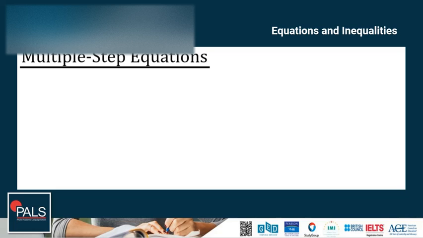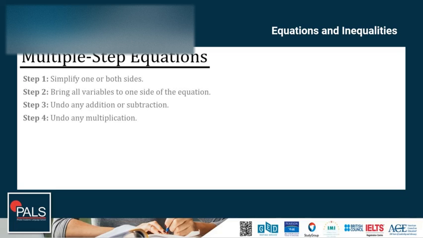Now, I want you to take note of the following steps. Step 1, simplify one or both sides. Step 2, bring all the variables to one side of the equation. Step 3, undo any addition or subtraction. Step 4, undo any multiplication. So let's try an example.